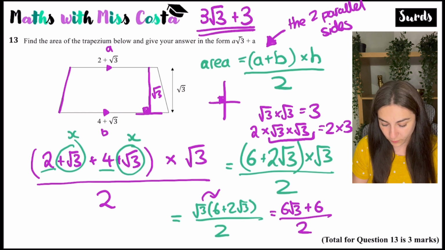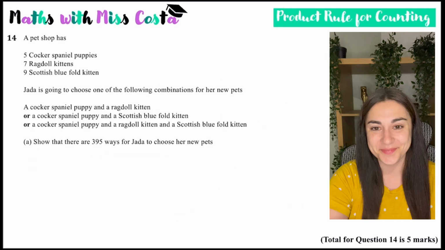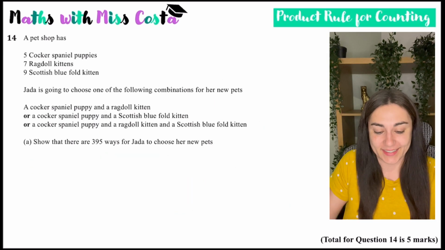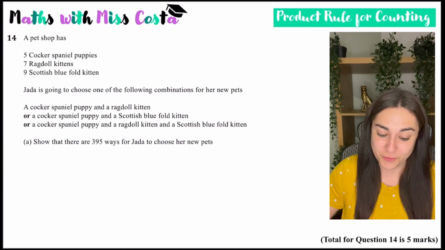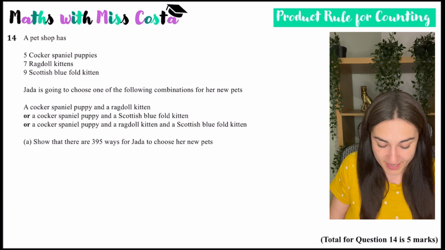And you've got that in the form root 3 plus a, where a is 3. Okay, so a pet shop has 5 Cocker Spaniel puppies, 7 Ragdoll kittens, 9 Scottish Blue Fold kittens, and Jada is going to choose one of the following combinations for her new pets.